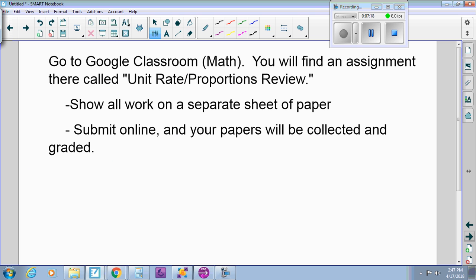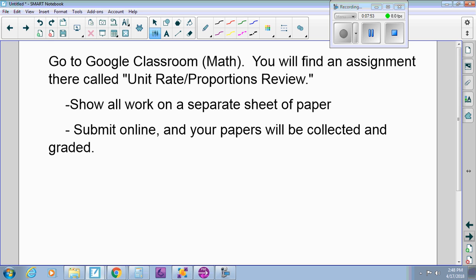Your work will be graded. Well, I'll go over this first. It says go to Google Classroom, your math class. You should have your codes. Or maybe a few of you that have not been part of the classroom yet. There's a few newer students. So I will leave those with the substitute to give to you, so you can add yourself to the class. And in there you will find an assignment called Unit Rate / Proportions Review. So that same skill is applicable to all of the questions that you're going to do.